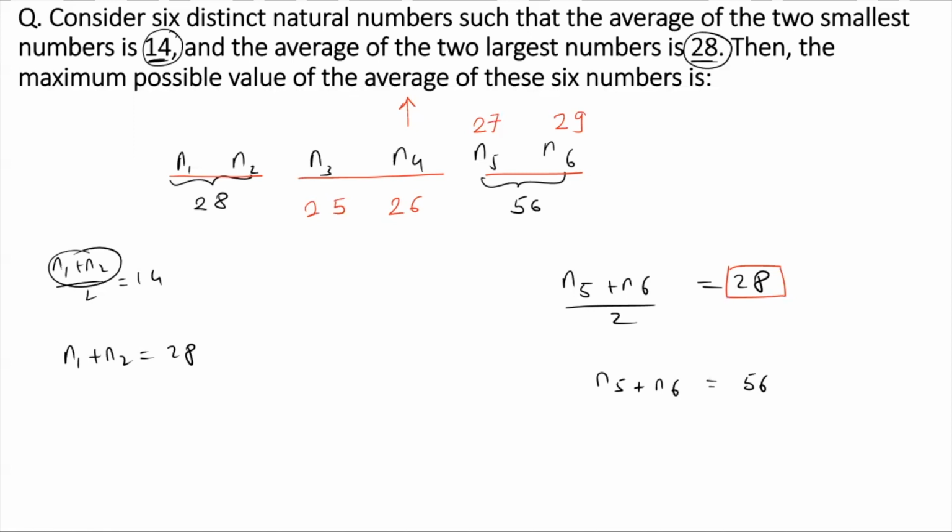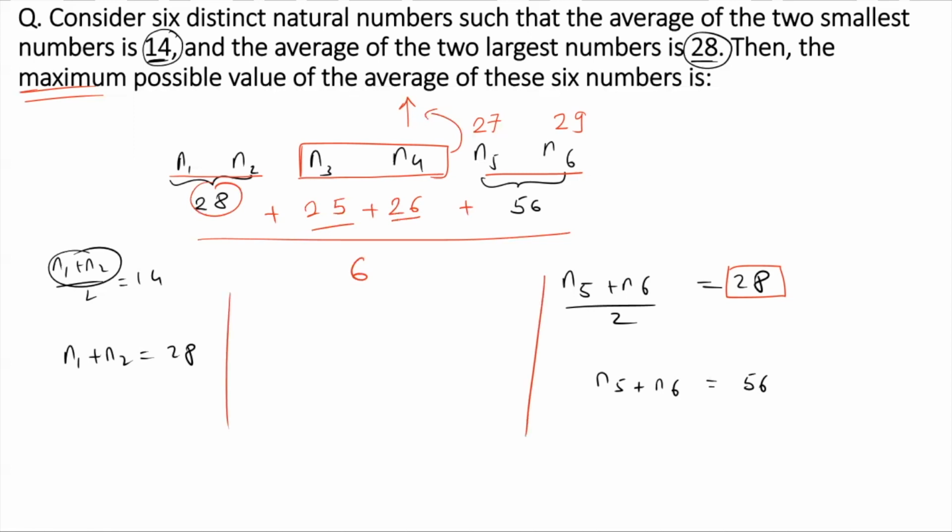Because you want the average of all these six numbers to be maximum, n3 and n4 also need to be maximum. If n5 and n6 are 27 and 29, the maximum value n4 can take is 26 and n3 can take is 25. Now we take the sum of all these six numbers and divide by 6 to get the average.